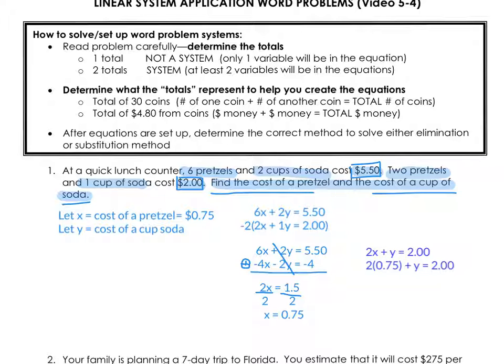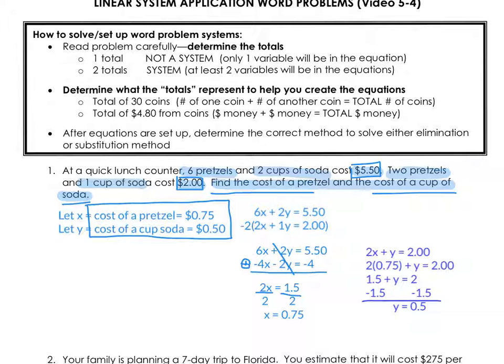Or 2.00, either way is fine. 2 times the 0.75 gives me $1.50, or 1.5, plus y equals 2. And then when I subtract the 1.5 from the 2, because these two are connected with addition, I get y equals 0.5, which I can then put back into my original let statements. The cost of a cup of soda equals, with a dollar sign because it's a cost, $0.50, so 50 cents. Okay, so those are my two answers: the cost of a pretzel and the cost of a cup of soda. Since I have nice let statements, I can just circle those right in there, and that is my final answer.